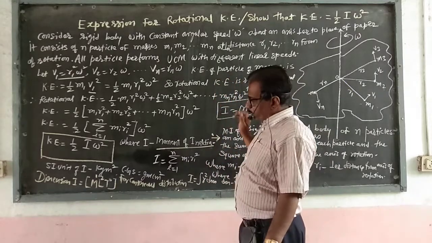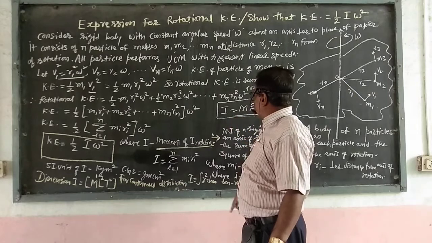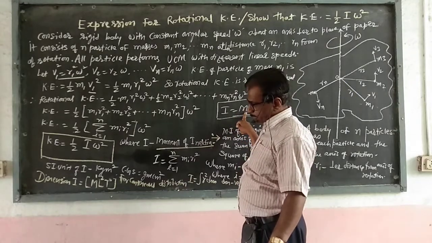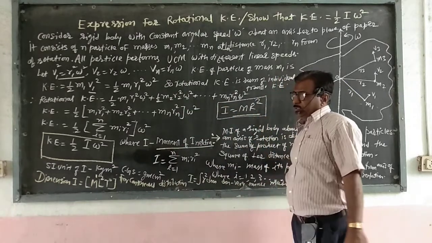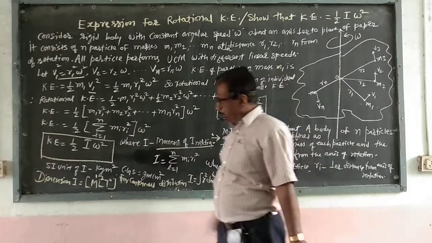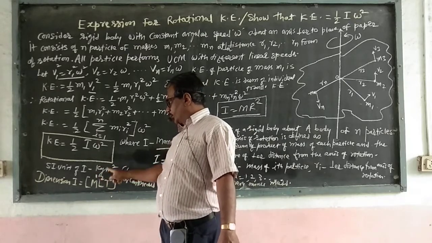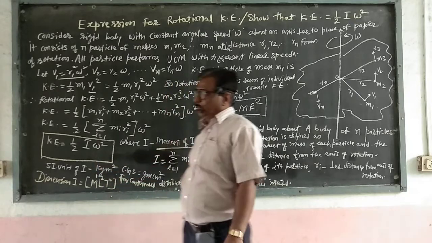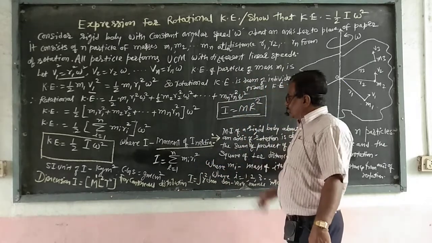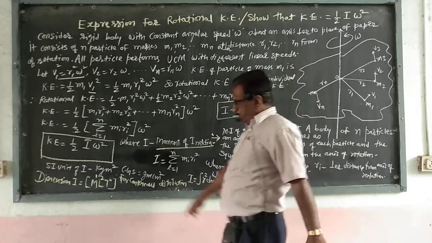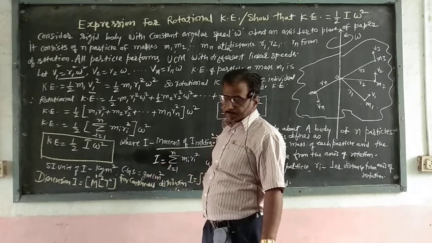So the SI unit of moment of inertia is given by: here m is the mass, and mass is measured in kilogram. r is the perpendicular distance, and distance is measured in meter. So kilogram meter square is the SI unit of moment of inertia. Similarly, we find the CGS unit. The CGS unit of moment of inertia is gram centimeter square.